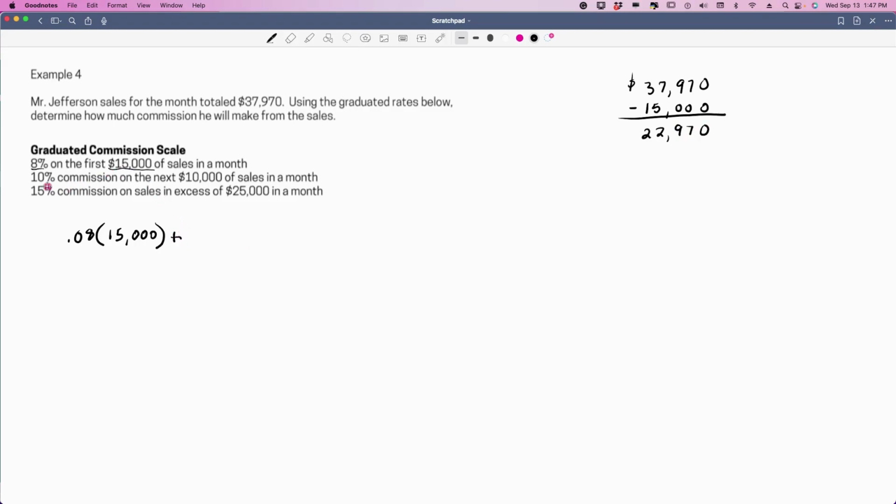So this says 10% on the next $10,000. Well, this is more than $10,000, so we know he's going to get all of that. So 10% times $10,000. All right, so let's take $10,000 away to see what he has left. That's going to be $12,970. So this is what he's going to get paid 15% on what is over $25,000. 15 plus 10 is your 25. So the amount over that, which is $12,970, he's going to get paid 15% on. So 0.15 times $12,970, and that is going to be his commission.